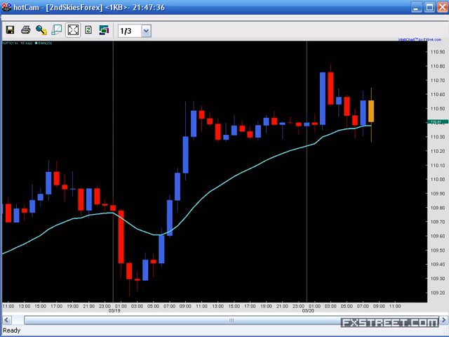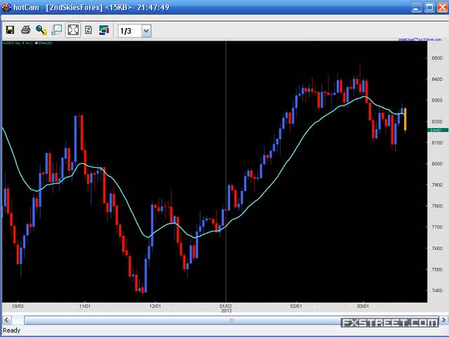Okay, Kiwi dollar. Kiwi dollar ran into, well, we have a nice pin bar formation here, strong selling, pulls back to the 20 EMA. I actually talked about the pullback to the 20 EMA and selling off from there, and that's what happened. This is your line in the sand, and it's still holding the upside.